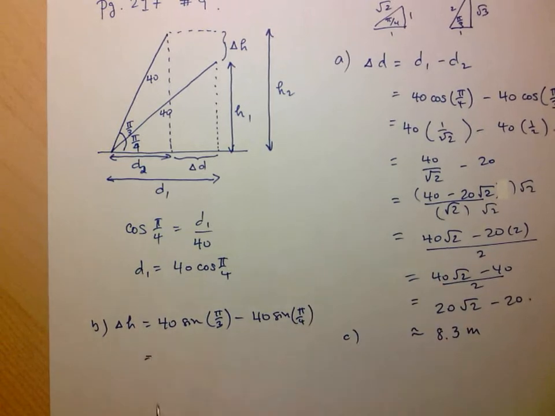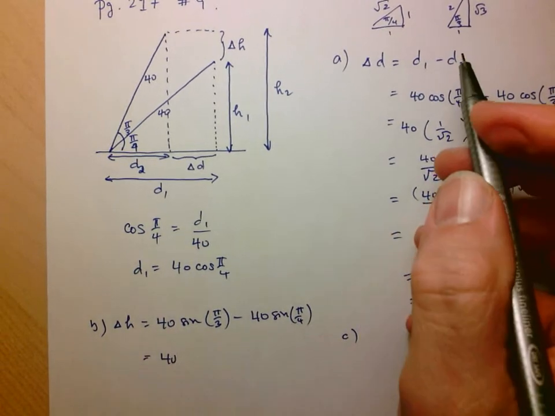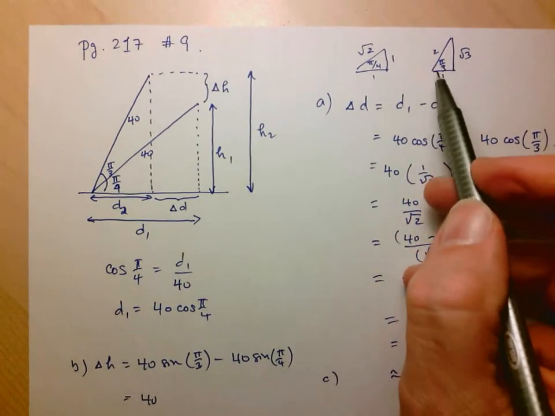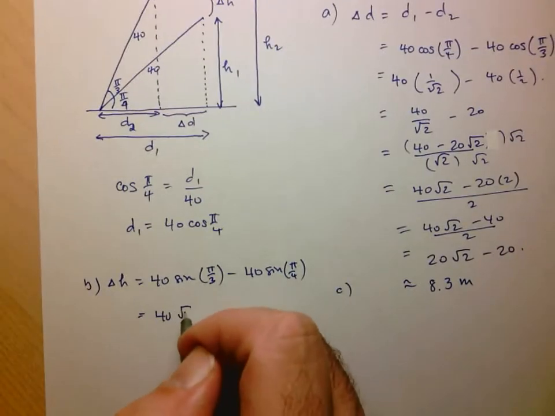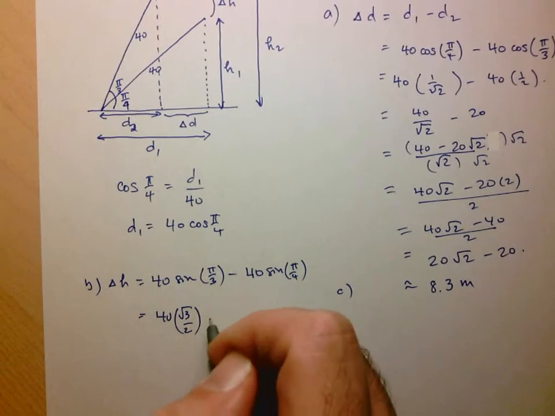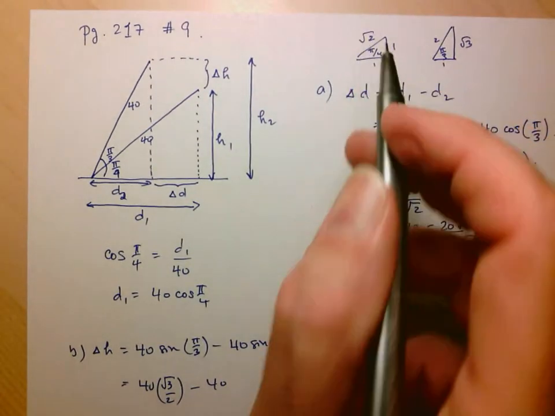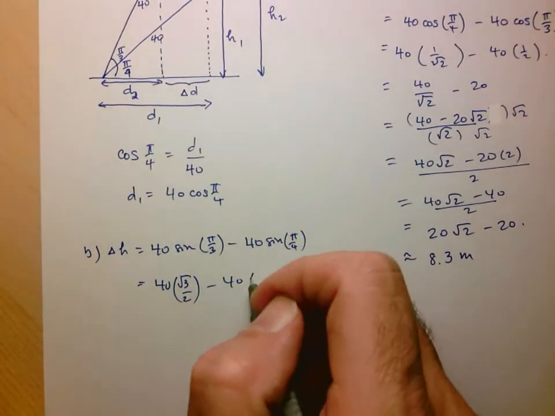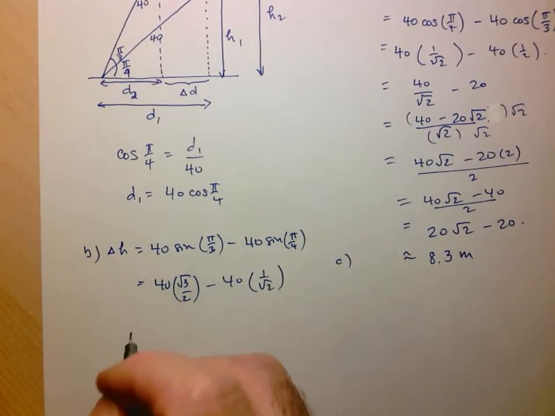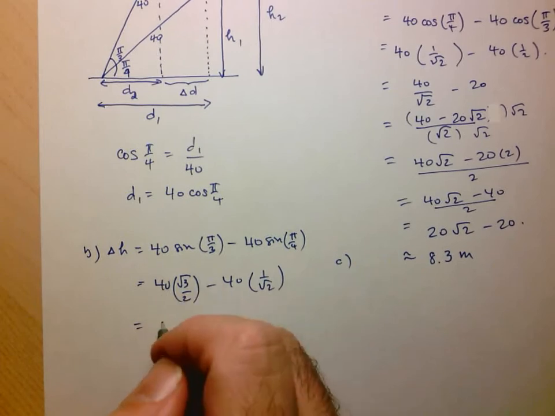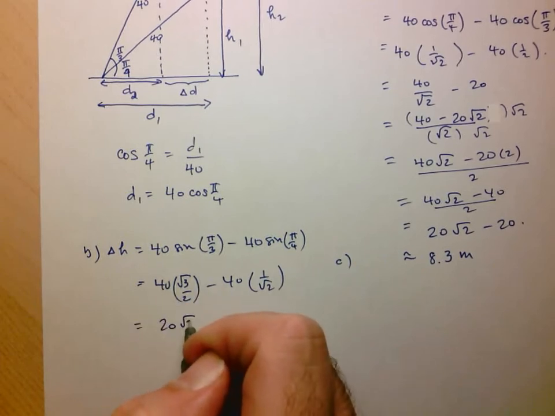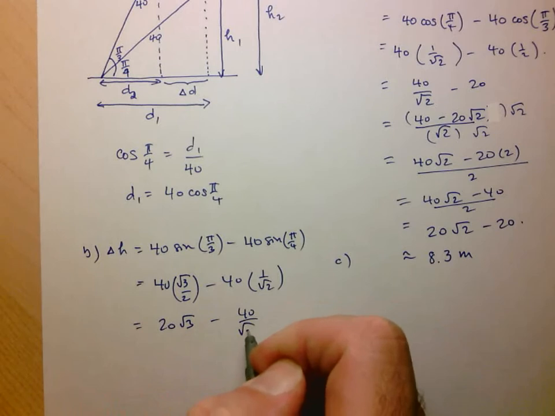Okay, and now I'm just going to do the same thing here. So 40 times, you can go back to your triangle, sine of pi over 3 is just root 3 over 2, minus 40 times sine of pi over 4, which of course is going to be the exact same as cos of pi over 4, 1 over root 2. And so here we've got 40 over 2 is 20, so 20 root 3 minus 40 over root 2.